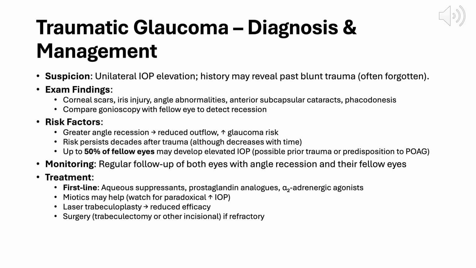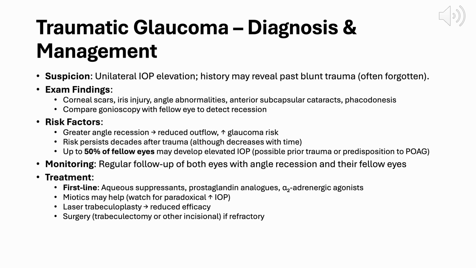When we suspect traumatic glaucoma, the key clue is unilateral elevation of intraocular pressure. A history of blunt trauma is often present, although patients may not recall it, especially if it occurred years earlier. On exam, we may find corneal scars, iris injury, angle abnormalities, or even anterior subcapsular cataracts. Phacodonesis may also be noted. Gonioscopy is essential, and we should always compare the injured eye to the fellow eye to look for angle recession.